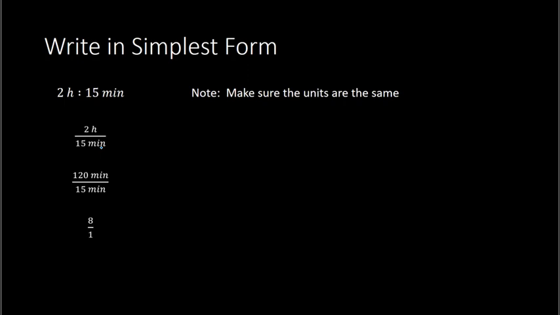So the ratio of 2 hours to 15 minutes would be 8 to 1, which can be written in this manner with 8 colon 1. So either way, you can write it as a fraction or with colons. You can interchange back and forth. But if you start with a colon, it's probably easier to convert into fraction form first.